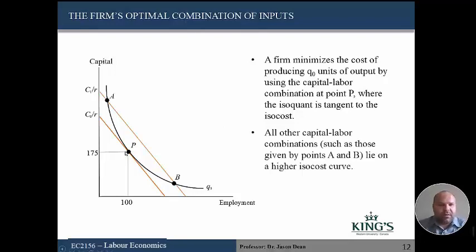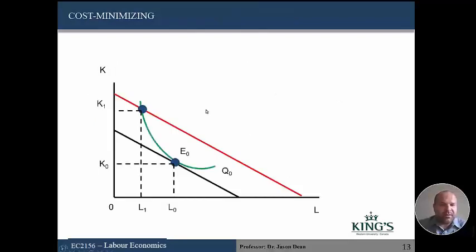Any other capital-labor combinations would not be profit maximizing. That's easy to see here. At point A, we can use this amount of labor and this amount of capital to produce Q0, but that's going to cost us more. That's on a higher ISO cost line. So why would we do that? We would rather produce at the cost minimizing point.